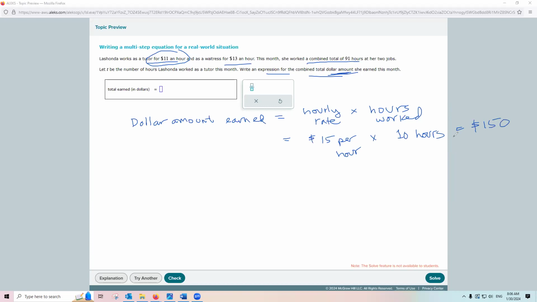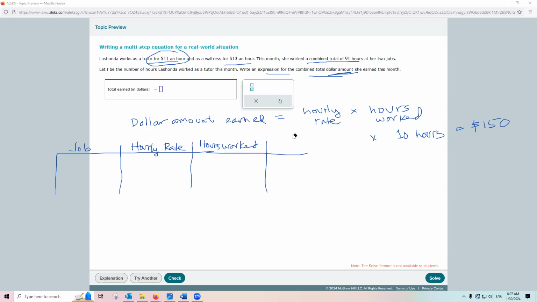Now, I think it's easier if you set up a table for these kinds of problems, because there's a lot of information flowing around. If I set up a table, I think it's going to help me organize things. So let me set up a table. I'm going to write here the job that she has, the hourly rate, and the hours worked. And I need one more column for the dollar amount earned. I know how to calculate that last column: I take the hourly rate times the hours worked, and that's going to equal the dollar amount.